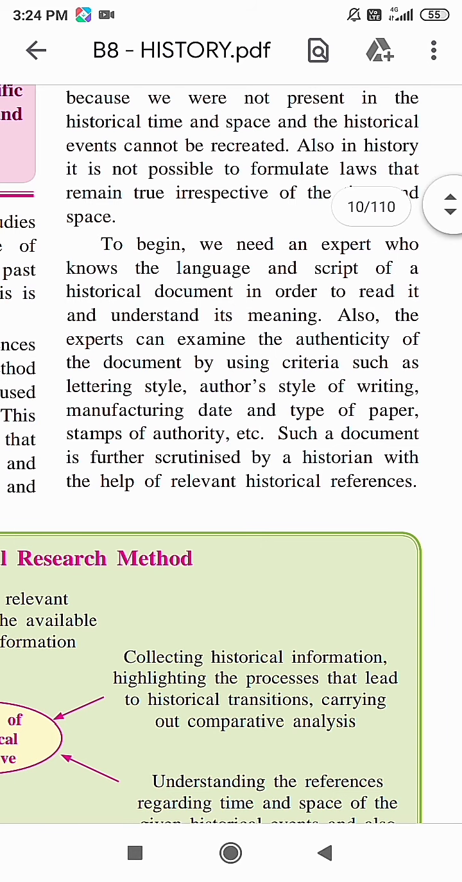Only a historian can do that. And how can he do it? He will critically examine and he will come to a conclusion.